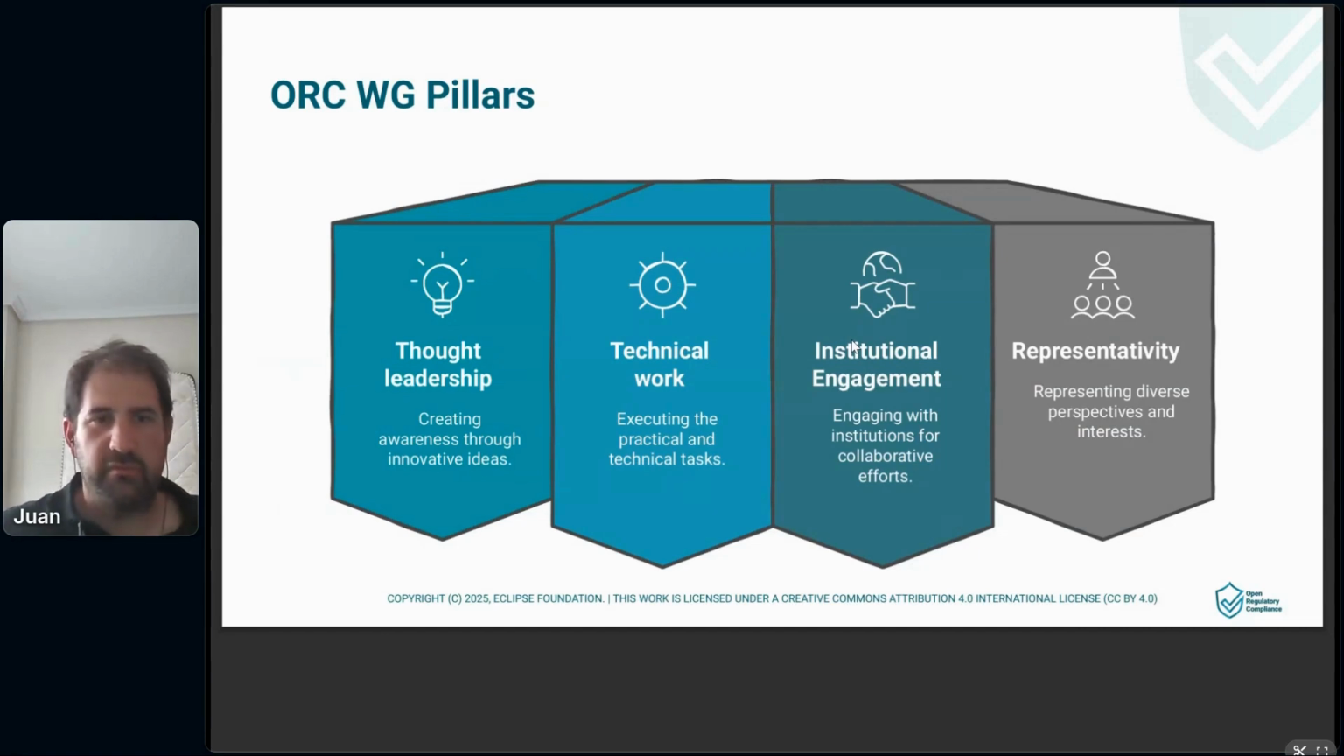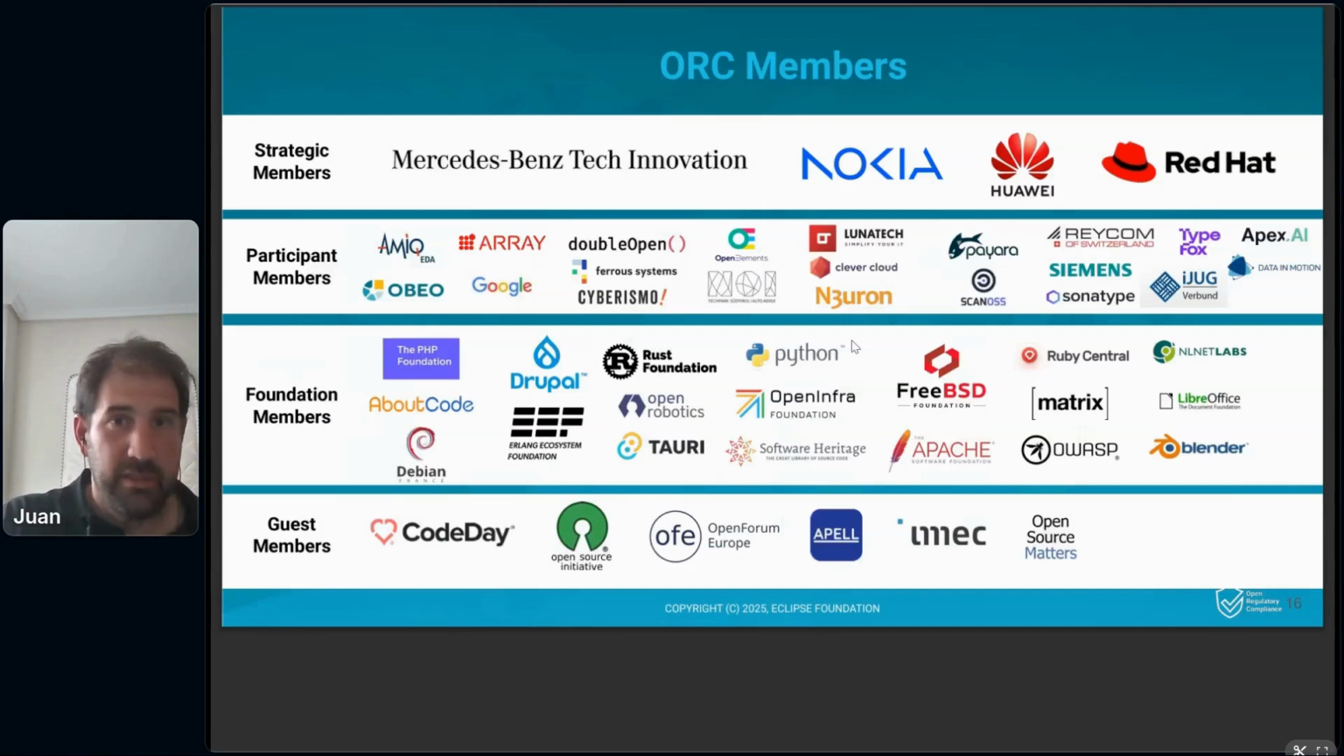And the pillars: thought leadership, creating awareness through innovative ideas; the technical work that we are doing, some of it will be presented when I speak about the deliverables; and the institutional engagement and representativity. That is basically what I presented before, but consolidated in the pillars that the working group is taking as references. Well, our members, and just to close with it, we have 50 members already, with different categories. But as I said at the beginning, the idea is to make a good representation of the whole open source community, and try to be as inclusive as possible with all of them.